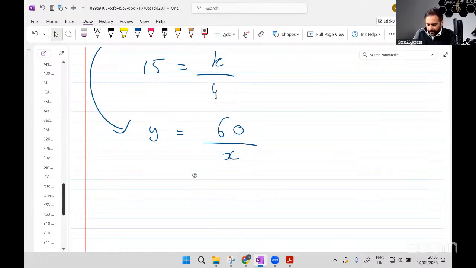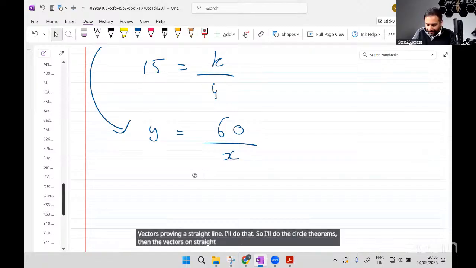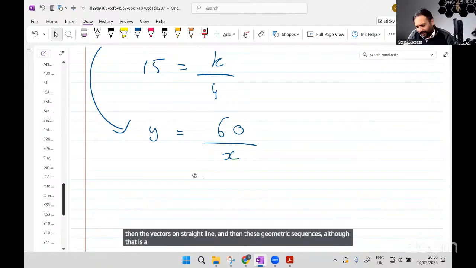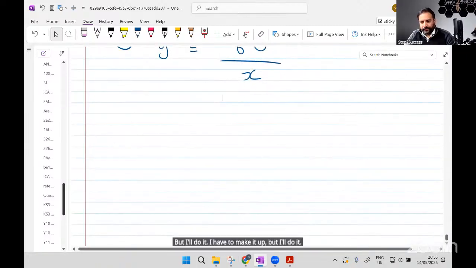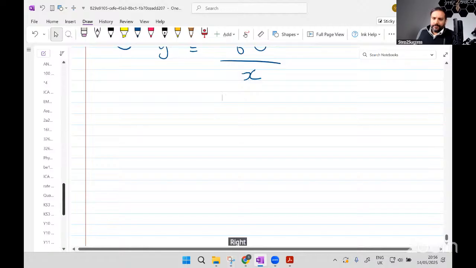Vectors proving a straight line. I'll do that. So I'll do the circle theorems, then the vectors on a straight line, and then these geometric sequences, although that is a rare topic. But I'll do it. I'll have to make it up, but I'll do it. Right. Where are we? Circle theorems.